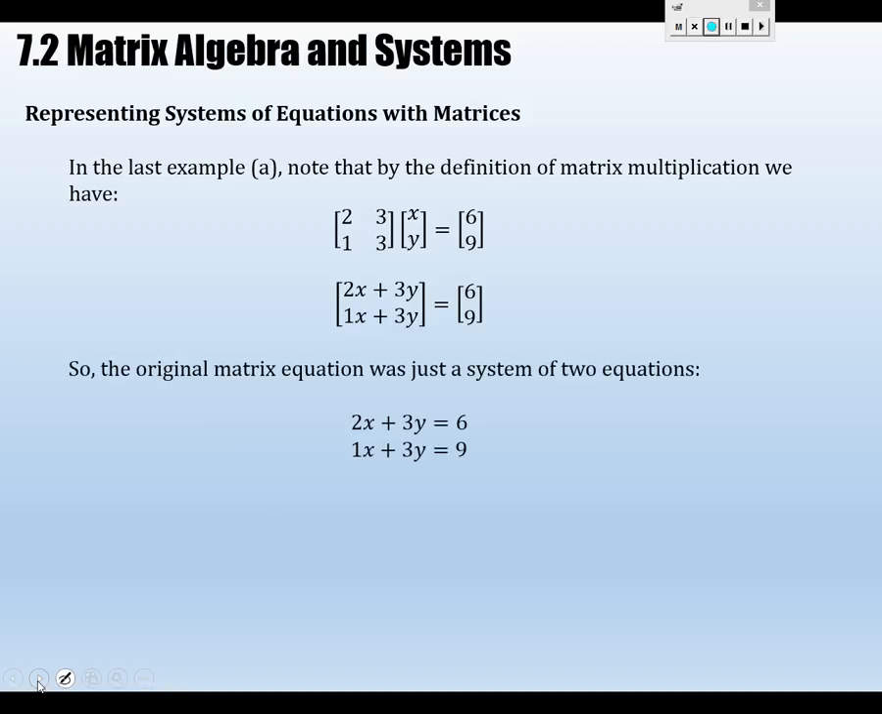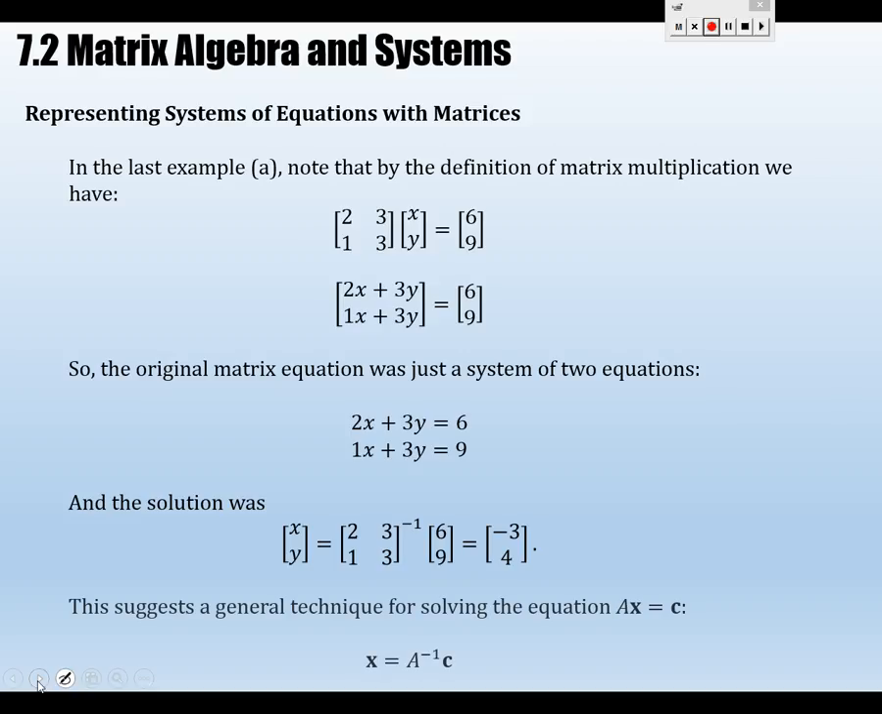So I hope you realize that what we just did is not just solve a matrix equation, we also solved a system of equations. And we just saw that the way to solve a system of equations with matrices is to turn your system into a matrix equation first of all, and then use the inverse. Multiply by that on both sides on the left, and you'll get your solution. So this is powerful.